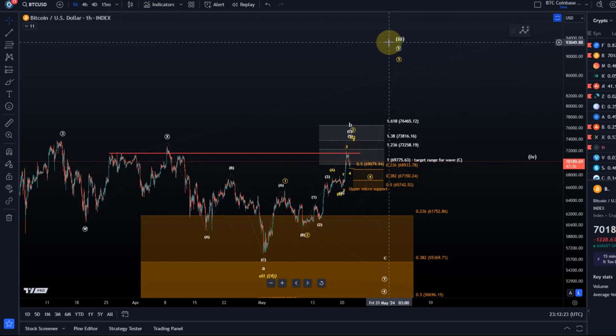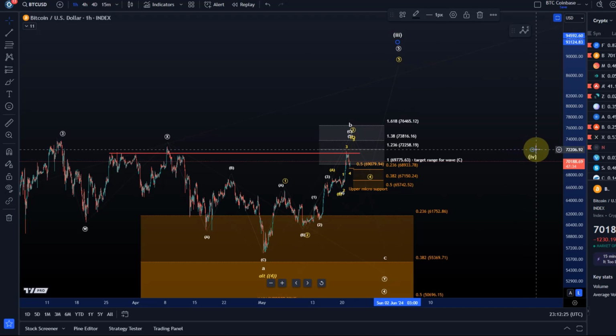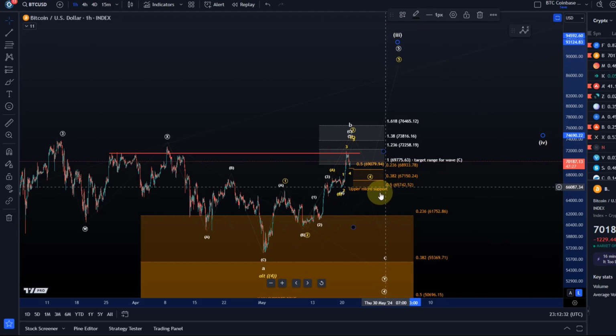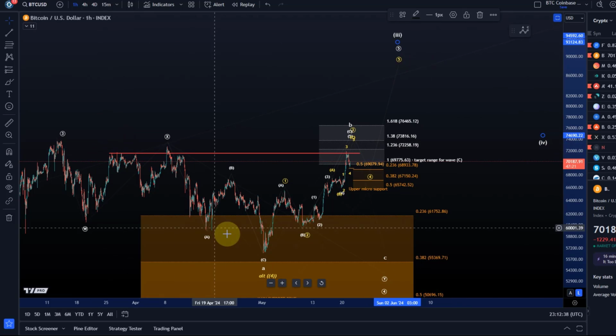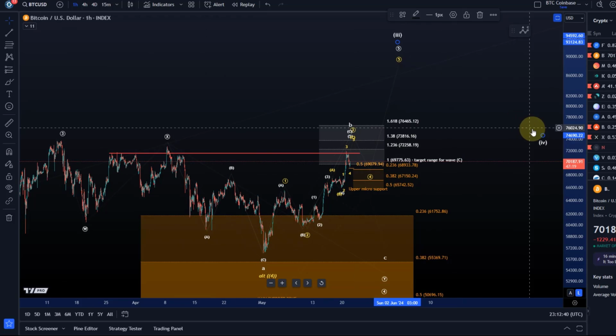Before then, a larger degree 3rd wave finishes, and we start a larger degree 4th wave. So it will be another larger correction. Don't be surprised if we get a quick rally and then we have another major correction again. So it could be similar to what we had here, really, really boring, maybe even throughout the summer. So that's just what it is.